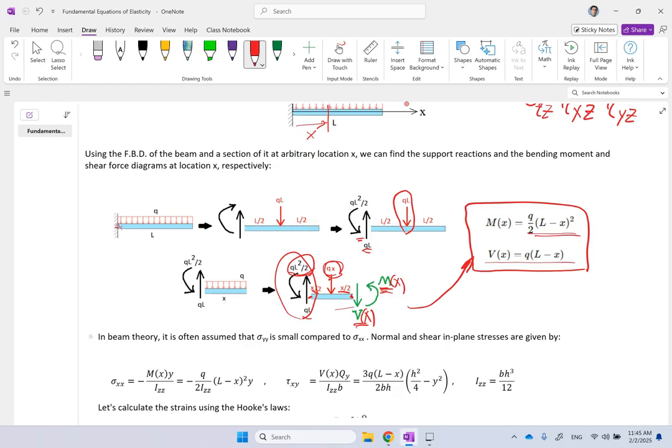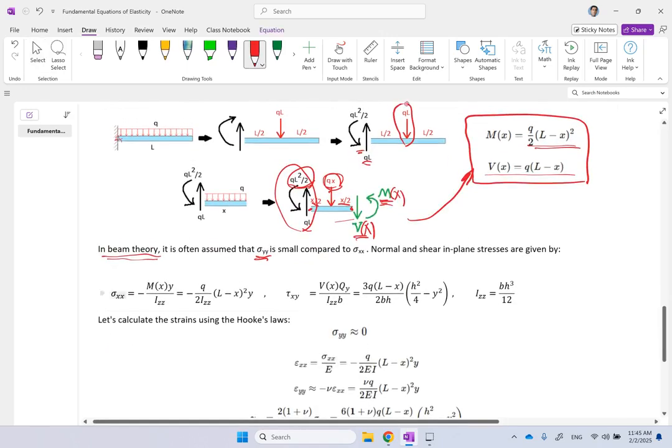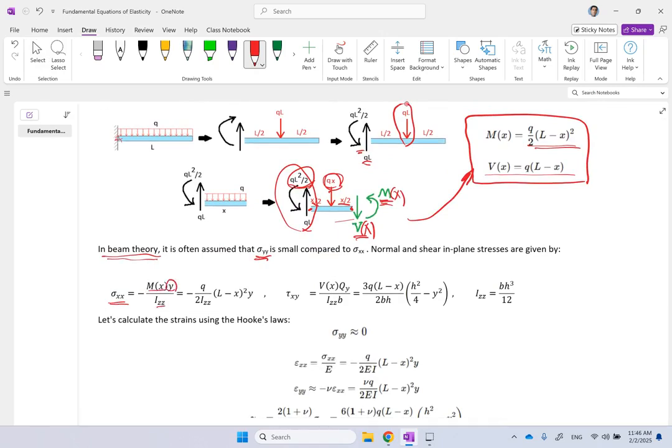Now, this is the part where we are kind of cheating and using the beam theory. So we say in beam theory, we assume, first of all, that sigma yy is small, no normal stress in this direction. The only stress happening is in the x direction. How much is in the x direction? We'll see later when we go to the beam deflection and the beam bending. We'll see that sigma xx at x location or y location is negative Mx times y over Izz.